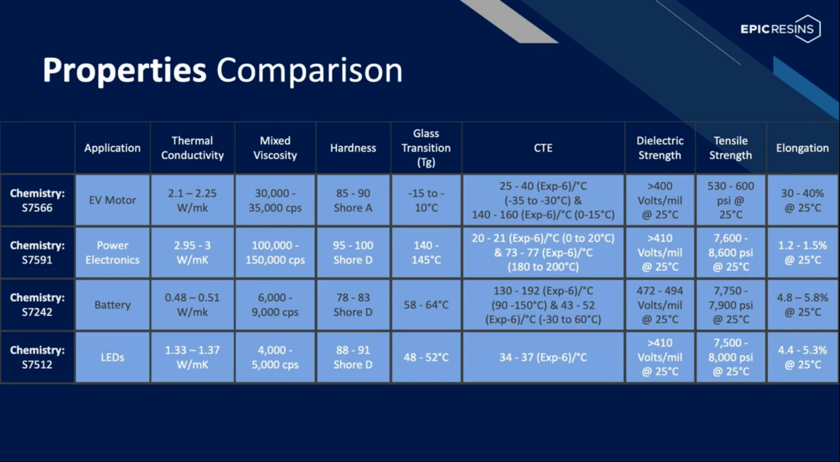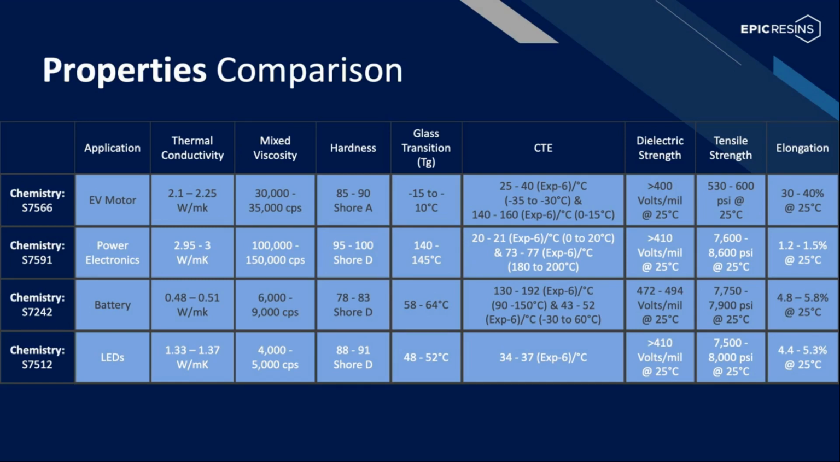Glass transition temperature of about -15 to 10, low CTE. So you see again that low CTE of 25 to 40 parts per million. Again, that's dictated by the filler loading that we have to use. Really good electrical properties, tensile strength as well. Okay. Getting into power electronics, almost 3 watts per meter Kelvin on the next one down, 7591.